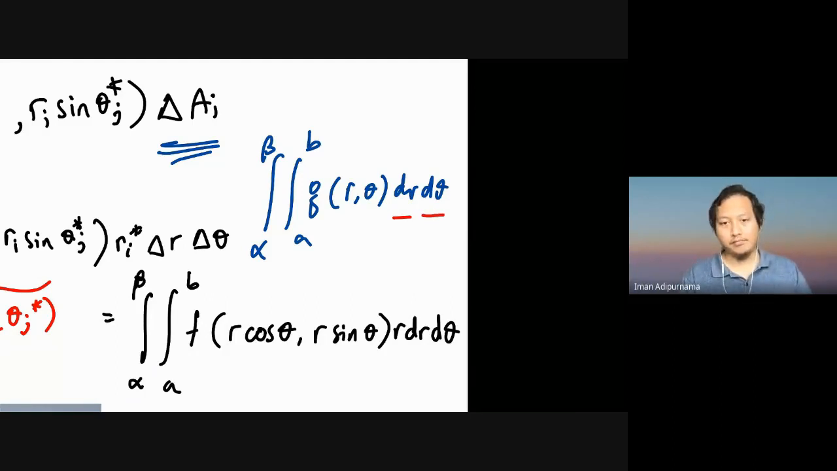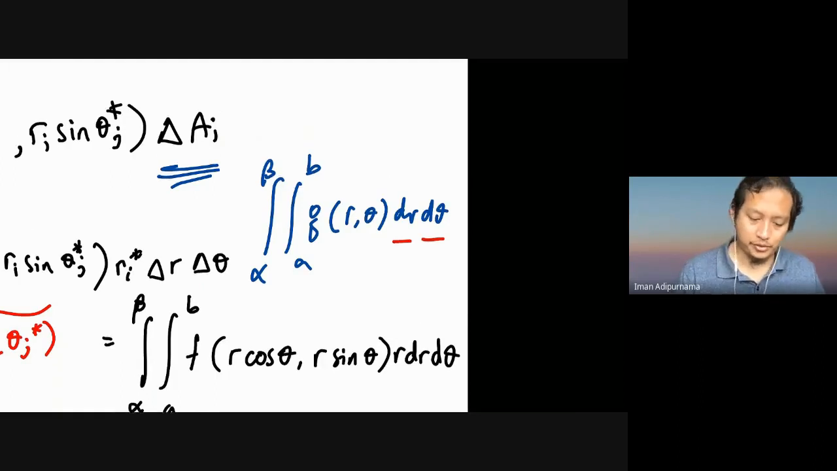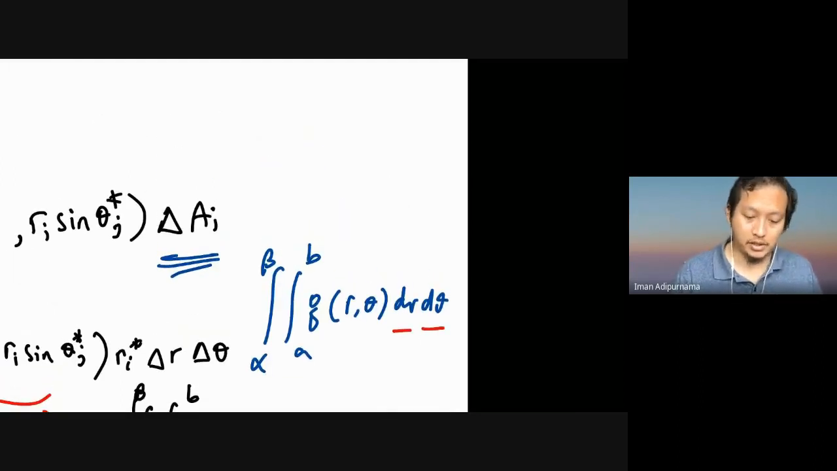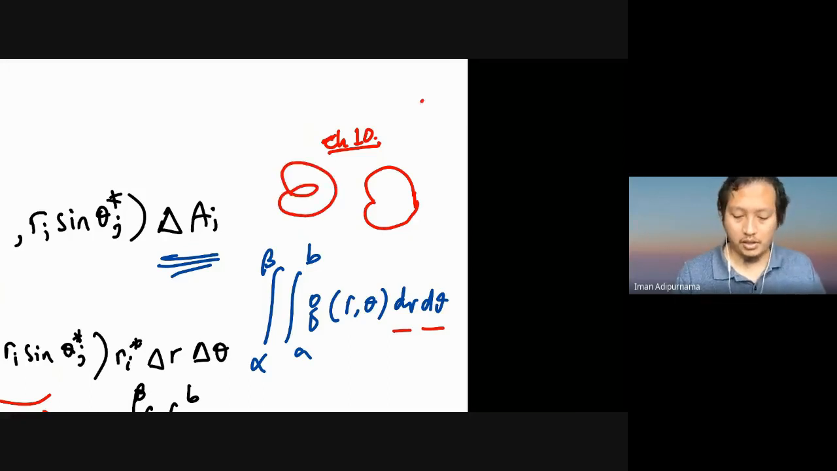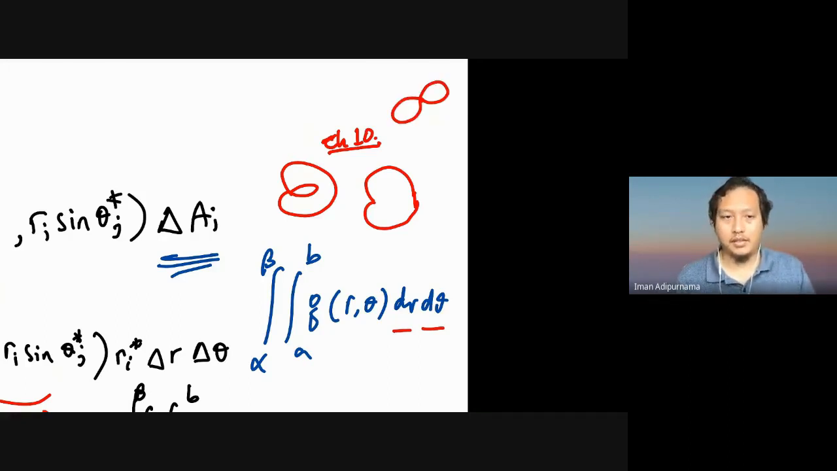Okay, most of the cases. And the rest depends on what questions they have. And of course, because it's polar, you also need to check your chapter 10, right? Like maybe you have this, or maybe with the loop, or maybe this, all the polar shapes that you can have.